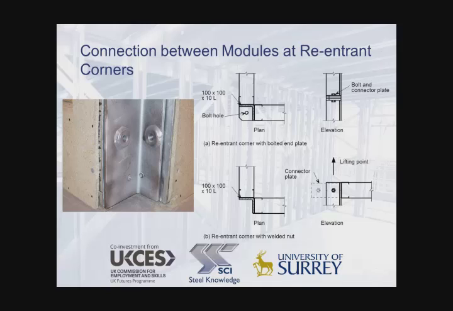And we can see here 2 examples of those connections. On the right hand side here you'll see a re-entrant corner with a plate at the base, so that the bolted connection is formed vertically between modules. And here the second case with a re-entrant corner where the connection is formed horizontally between modules, and that same bolt hole can provide a lifting point. And on the right hand side you can see the re-entrant corner can also have pre-welded nuts, so that the bolts can be easily connected without having to pass through the module.